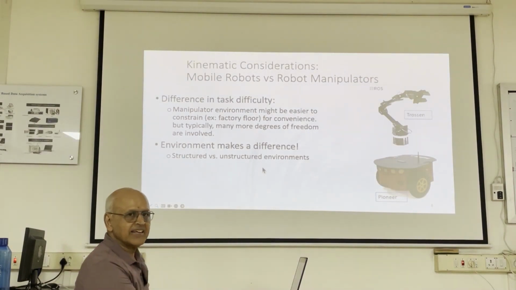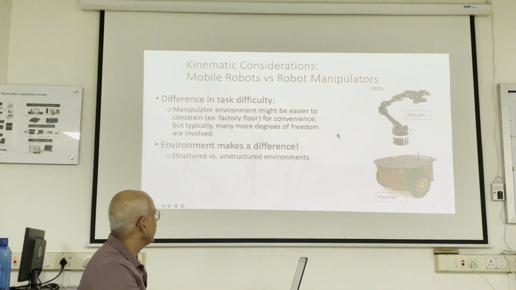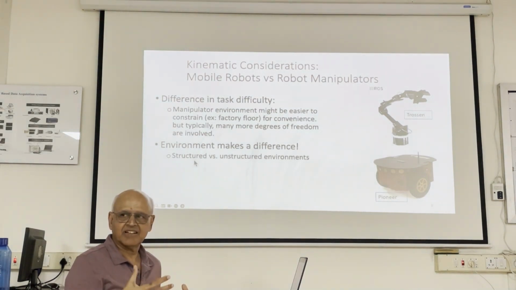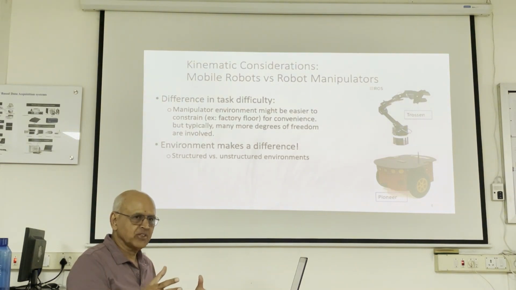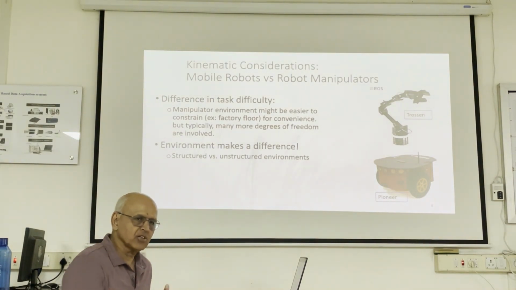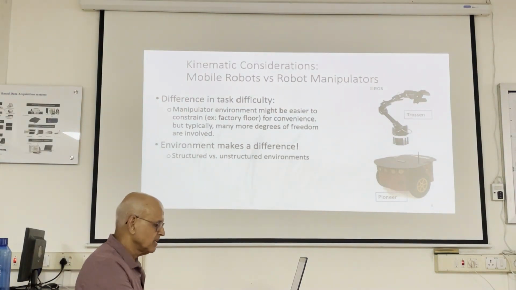Here's the difference in where they operate. Typically, manipulators operate in structured environments. That means man-built factories, right? So you can control the environment. Mobile robots are anywhere in the world, so they're unstructured environments. They can also be indoors, but most of the time they're outdoors.